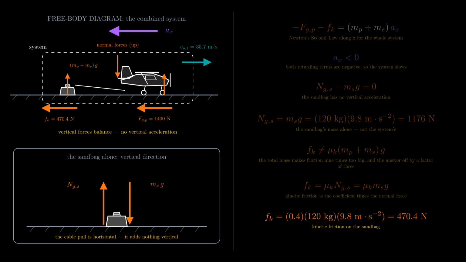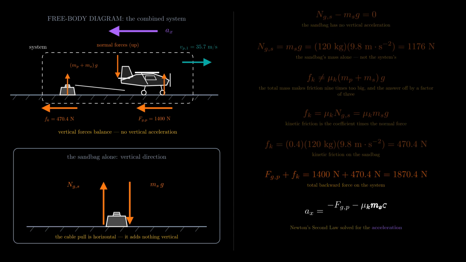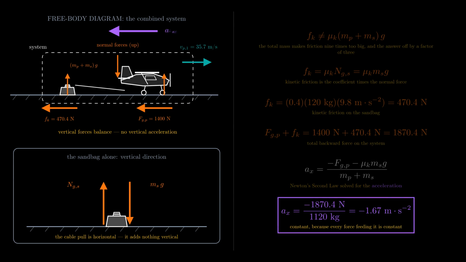Add the two retarding forces. 1400 plus 470.4 gives 1870.4 newtons, pulling backward on the system. Divide by the combined mass. Negative 1870.4 newtons over 1120 kilograms is an acceleration of negative 1.67 meters per second squared.